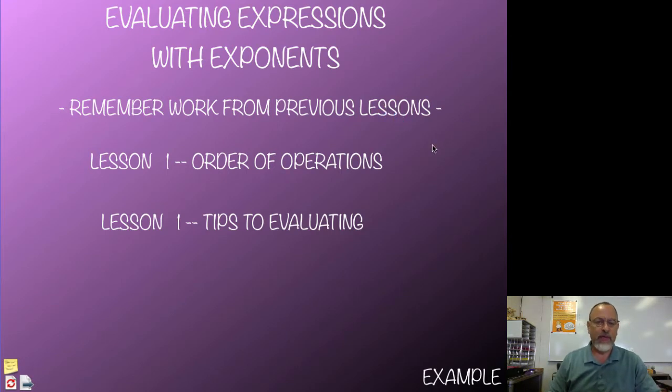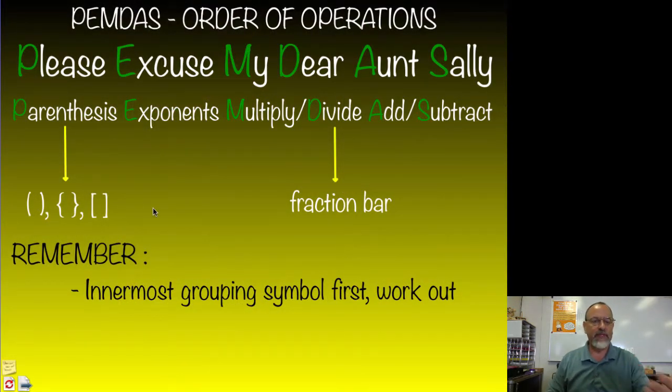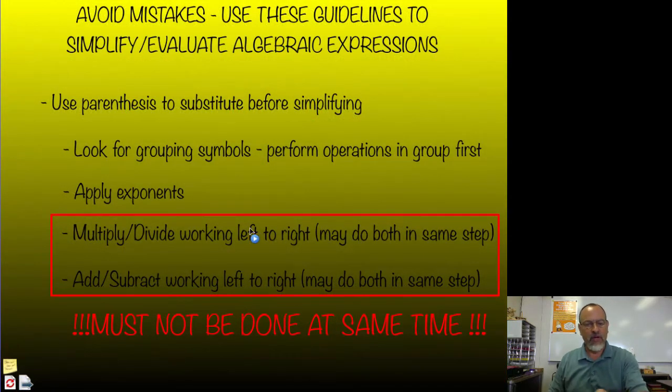The two things you have to remember from previous lessons: we need to continue to always work using our order of operations. Remember, we've talked about PEMDAS, doing parentheses or grouping symbols first, then exponents. That's the focus of this lesson. So we're going to have exponents to do, and then after we've done the exponents, we can multiply and divide from left to right and add and subtract from left to right. We can multiply and divide working our way across, and we can add and subtract working our way across from left to right, but we cannot multiply and then add and then divide and then subtract or something like that. Okay? Cannot be done at the same time.